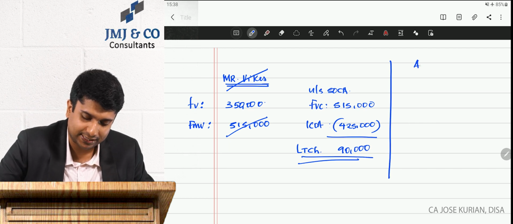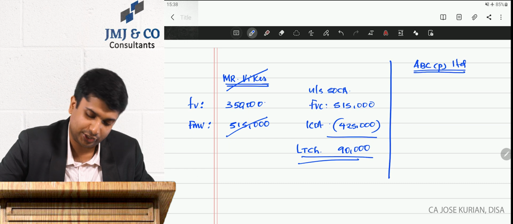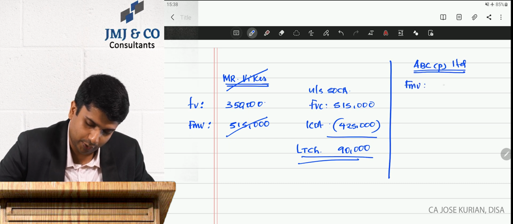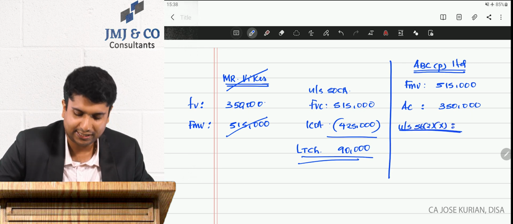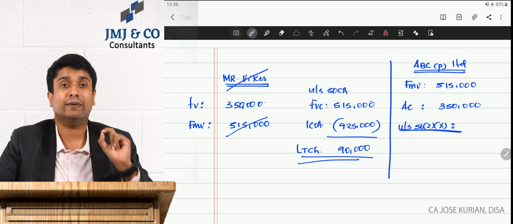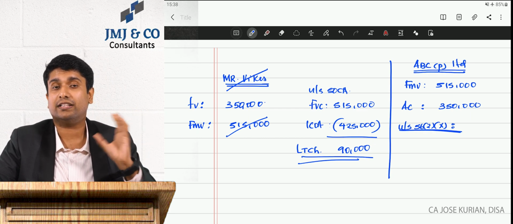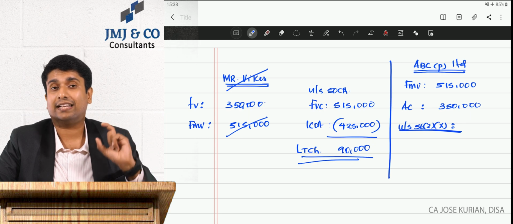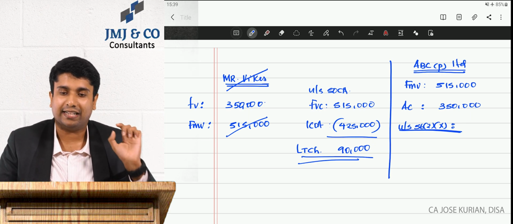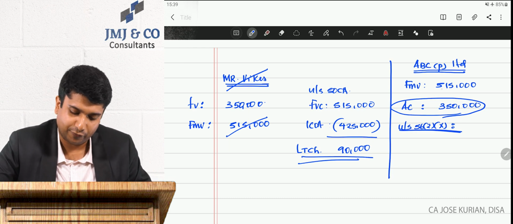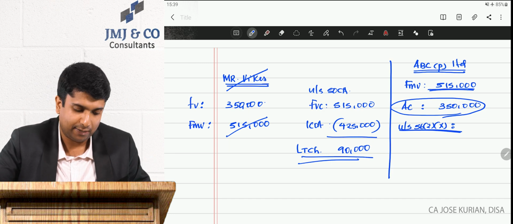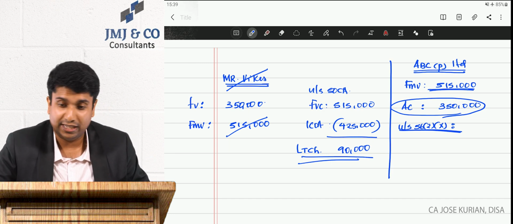And what about the purchasing company, ABC Private Limited? They are purchasing shares having a fair market value of 5,15,000, but their actual expenditure is only 3,50,000. Under section 56(2)(x), if you are purchasing movable property for less than fair market value, then you have to consider the difference between the fair market value and the actual consideration paid. If it is more than 50,000, then that entire sum will be taxable in the hands of the recipient. So here ABC Limited is purchasing these shares for 3,50,000 while the fair market value is 5,15,000, so they are receiving a benefit. That benefit, 5,15,000 minus 3,50,000, would be 1,65,000.